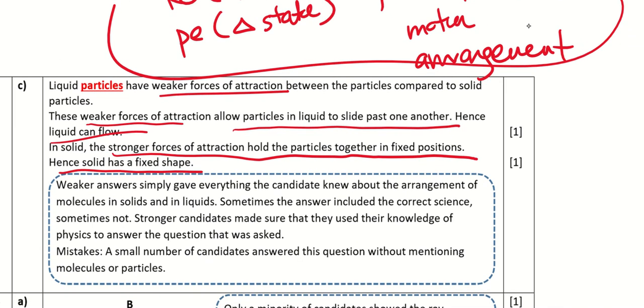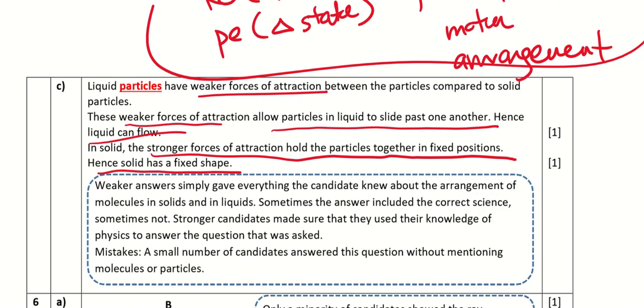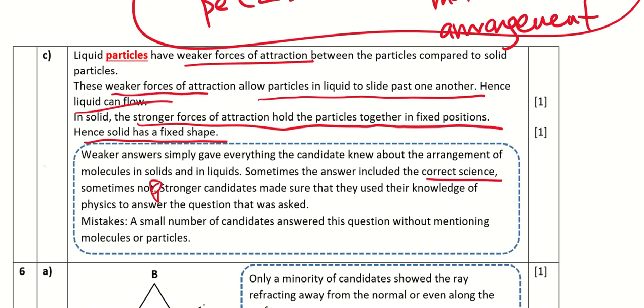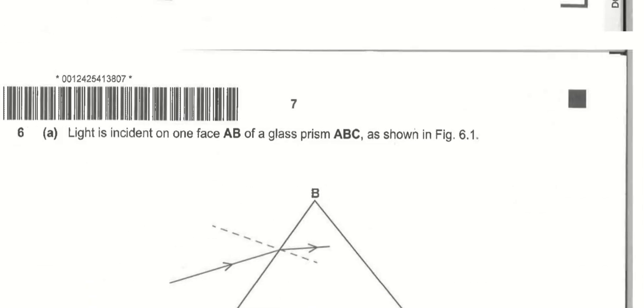Now, weaker answers simply give everything the candidate knew about the arrangement of molecules in solids and liquids. Sometimes the answer includes the correct science, sometimes not. Stronger candidates, take note, make sure that they use their knowledge of physics to answer, which is basically forces of attraction. Okay, then we can go to question 6.